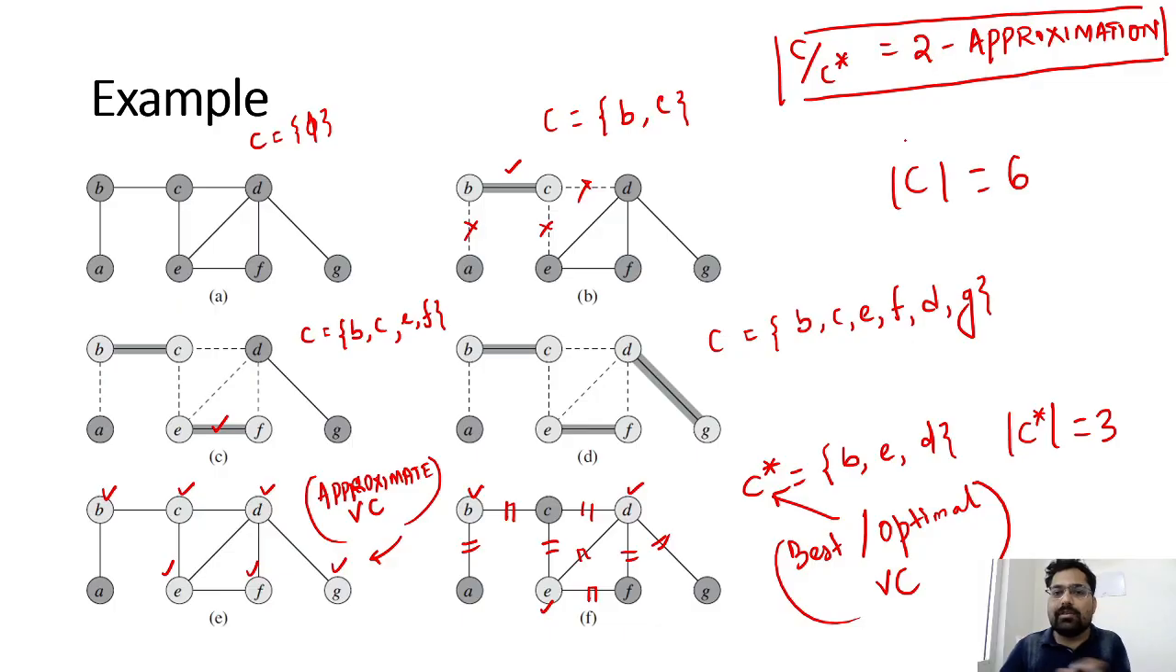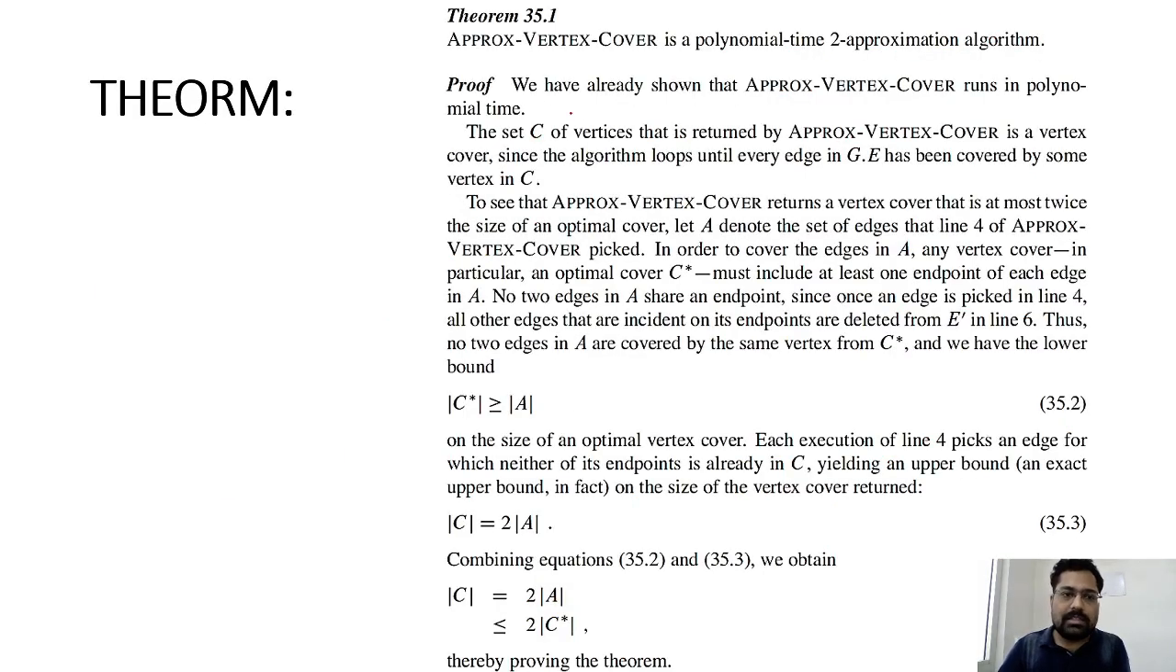Like the row value is 2 here, and we must say it's a two-way approximation. So I hope you understood this one. Theorem I kept for you. Here in the theorem, how to prove it matters a lot always. So approximate vertex cover is a polynomial time two approximation algorithm.